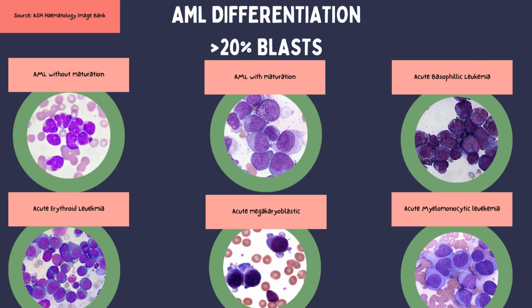AML with PML-RARA fusion shows hypergranular promyelocytes and bilobed nucleuses. AML with the RUNX1 fusion 8;21 translocation shows differentiation to mature neutrophils. Neutropenia is uncommon and the blasts have an identified nucleus, often with Auer rods. Core binding factor leukemias: inversion 16 usually has an appearance of acute myelomonocytic leukemia with eosinophilia.